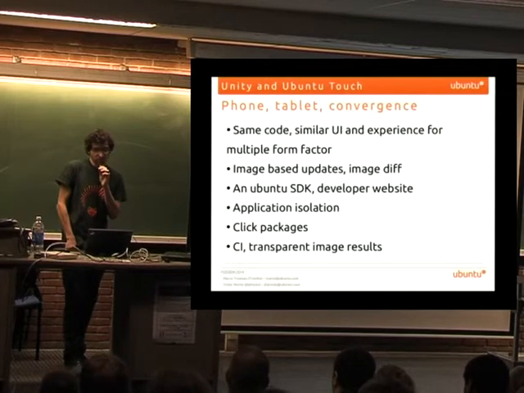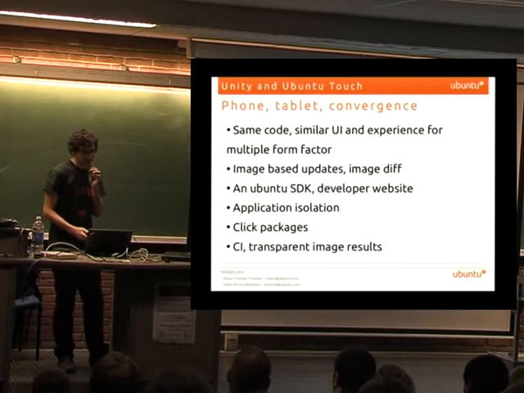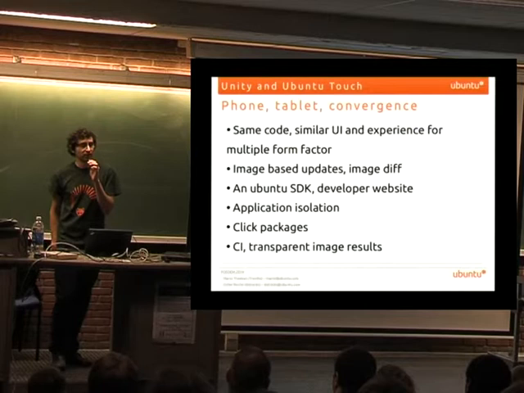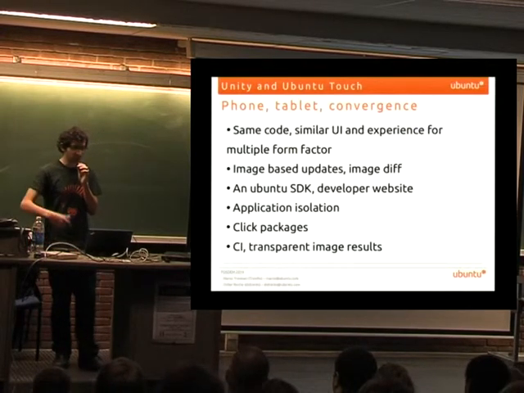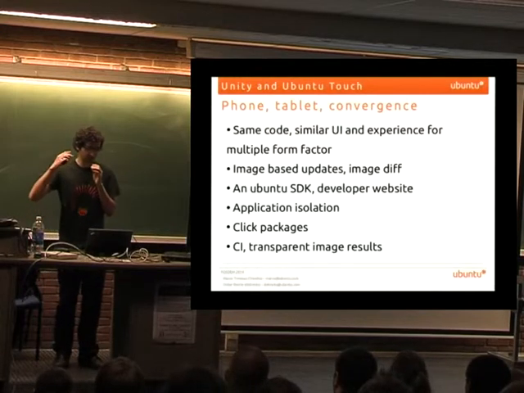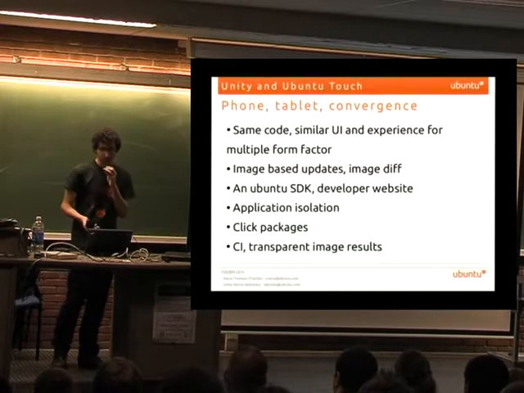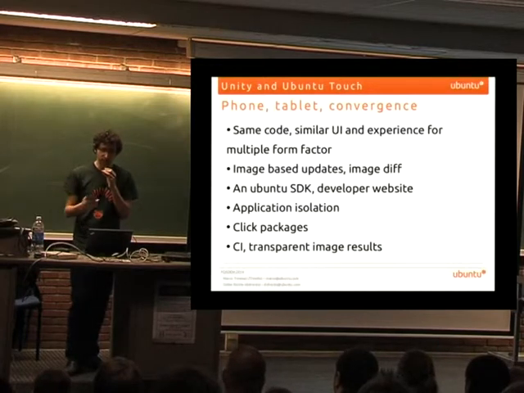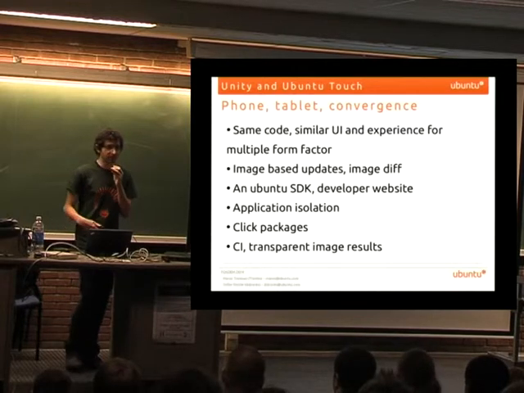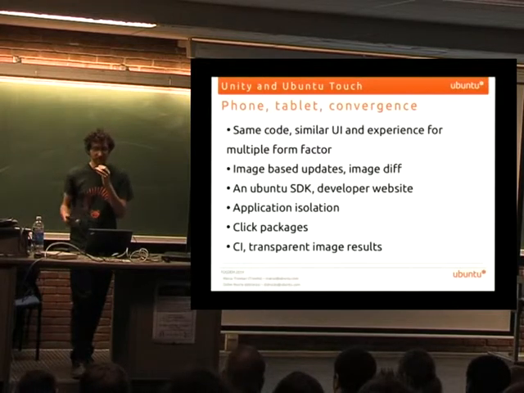We also have other cool technologies that are coming with Ubuntu Touch, for instance, the image-based updates. Instead of using apt-get update and apt-get upgrade on your phone, you get an image, so we are sure that we control the upgrade experience. Every time we build an image, we have a full image that you can flash your phone with, and then you can just click upgrade, and if you have 10 megabytes to upgrade, you just download 10. You don't have the full image to re-download. We compute some image diff.